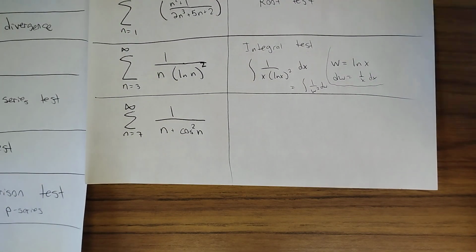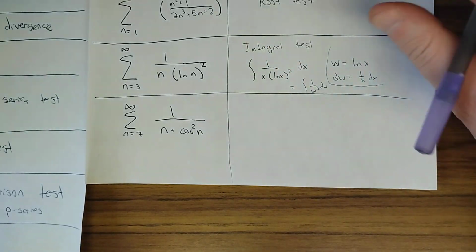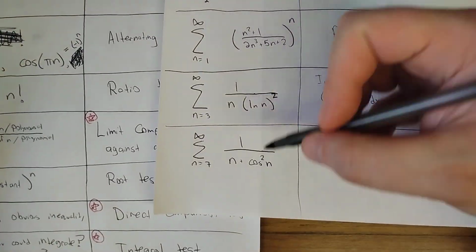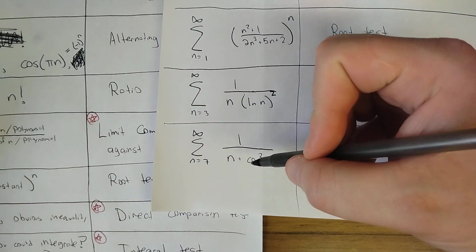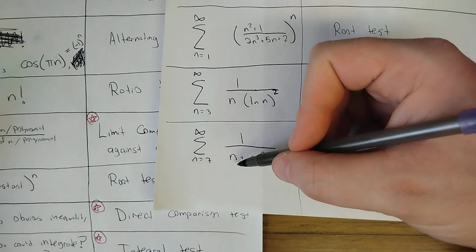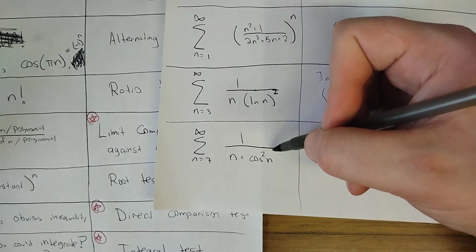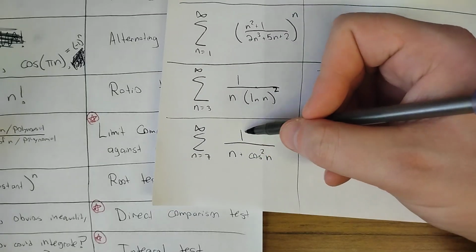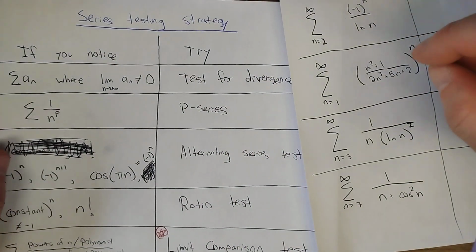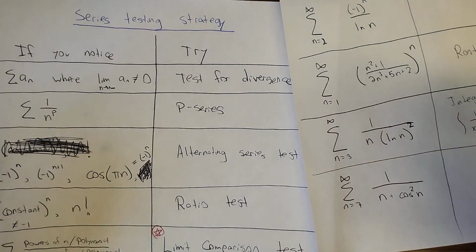Okay, last one, and maybe I'll go real quick. The terms do go to zero. As n goes to infinity, this cosine squared n doesn't affect much. This is always from 0 to 1, and then this is going to infinity, so this is like a 1 over infinity situation. So the terms do go to zero. As n goes to infinity, this goes to zero. So let's not write anything down for that because it wouldn't let us draw any conclusion.